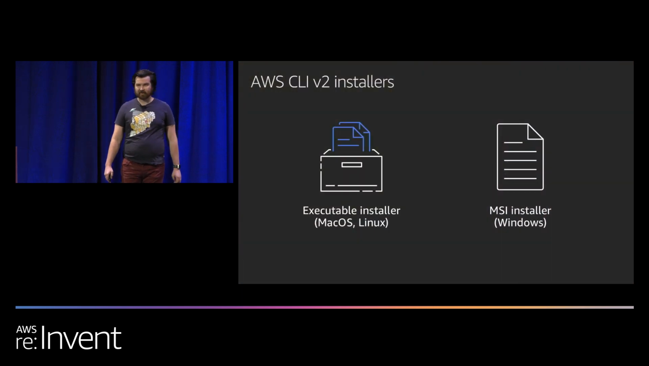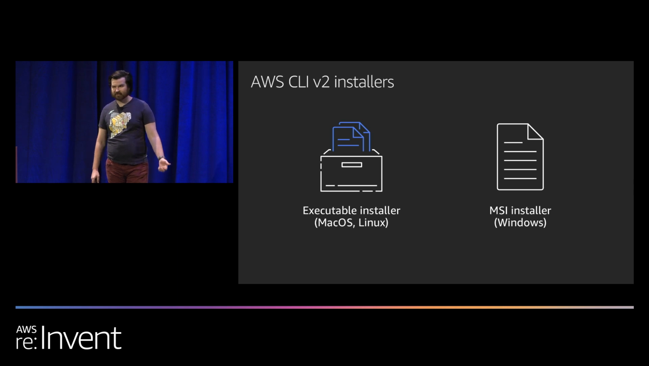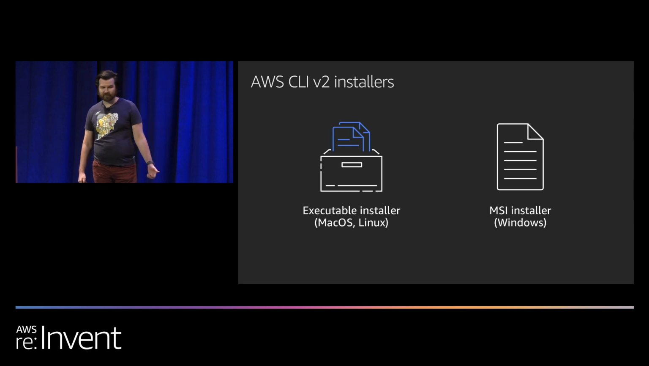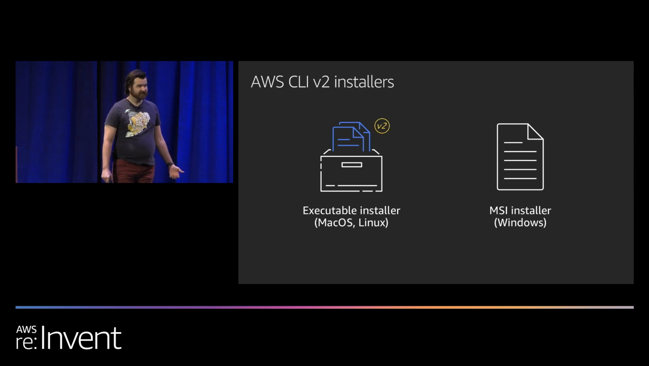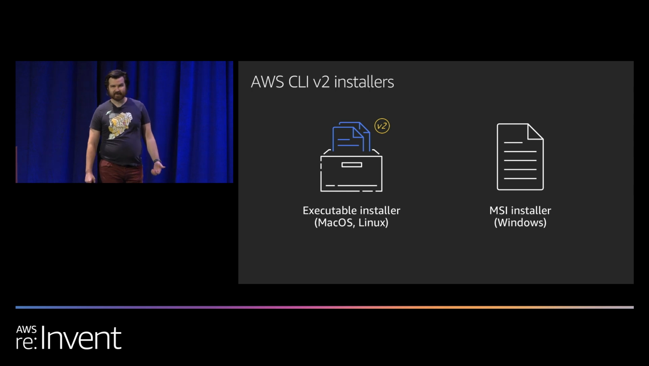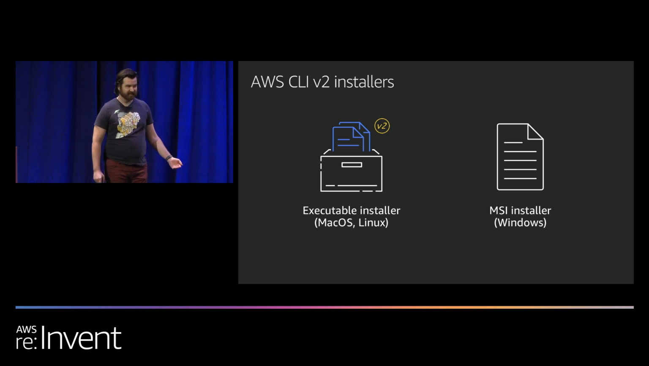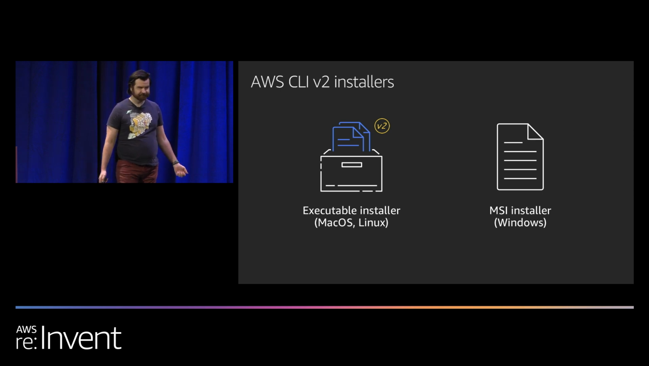So in order to install v2, there's two different options. There's the executable installer for Mac and Linux, and the MSI installer for Windows. The executable installer is a v2 only feature and is meant to replace some of the v1 installation mechanisms, specifically installing the AWS CLI through pip and the bundled installer. And the way the executable installer works is it's a zip file containing a pre-built executable of the CLI. And inside the zip file is an install script that you can run, and it'll move this pre-built executable to the right location on your system.